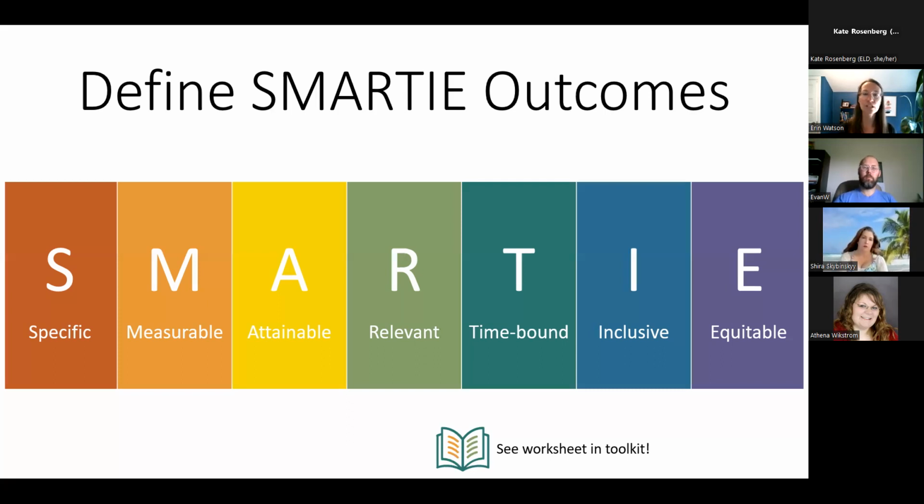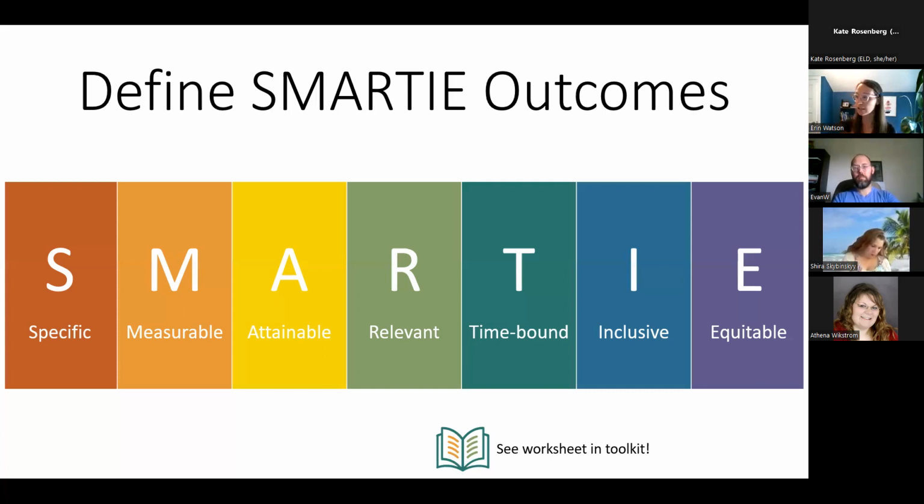Relevant. The good news is most of your outcomes will be relevant if they're linked to your root causes, because it's automatically relevant to your RSA and what we've understood about what's contributing to issues. Time bound, you want to identify what's a realistic time span for this change to happen, given our strategies. It could be however long you need it to be, and that can change as you learn more.